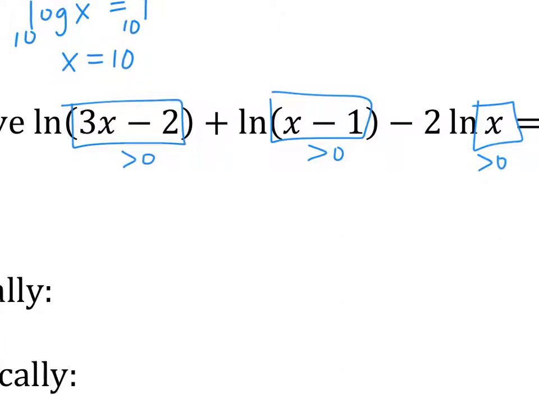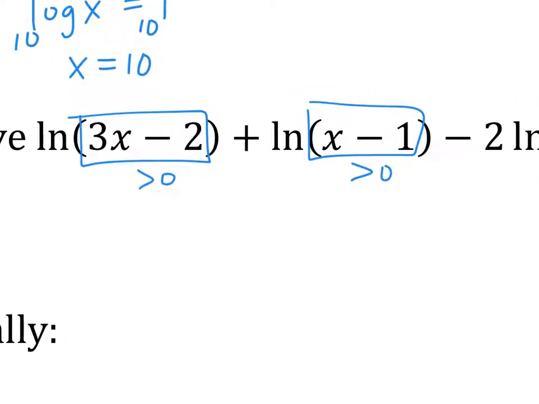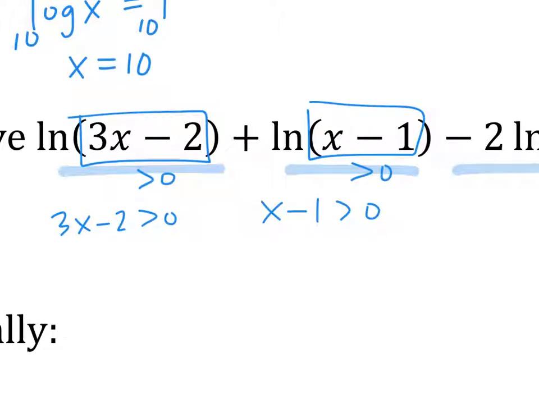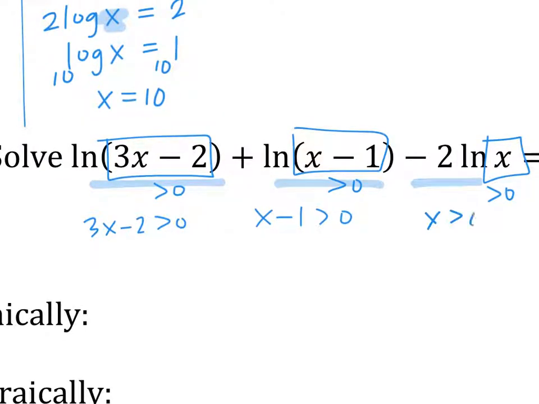Don't be too picky. Okay, so what we're doing is we are adding these three functions together by combining, or basically combining means add and subtract, multiply and divide. So we have to look at what they all have in common, like who is the pickiest. Okay, so let's solve this. 3x minus 2 greater than 0. x minus 1 greater than 0. x greater than 0. So then we want to solve for the domain.